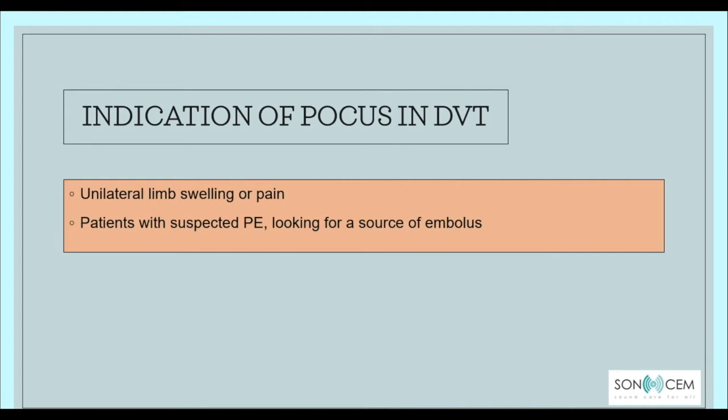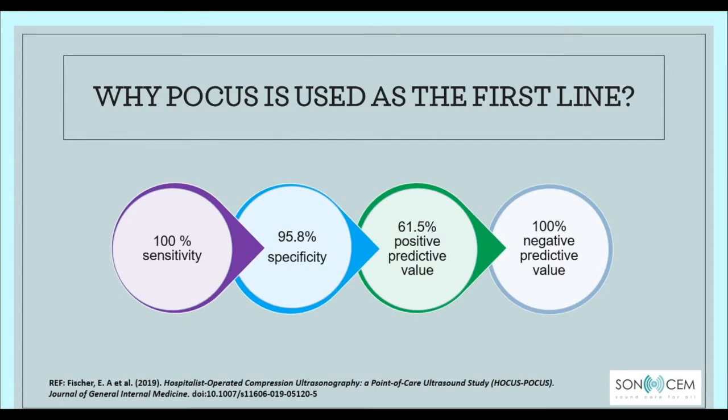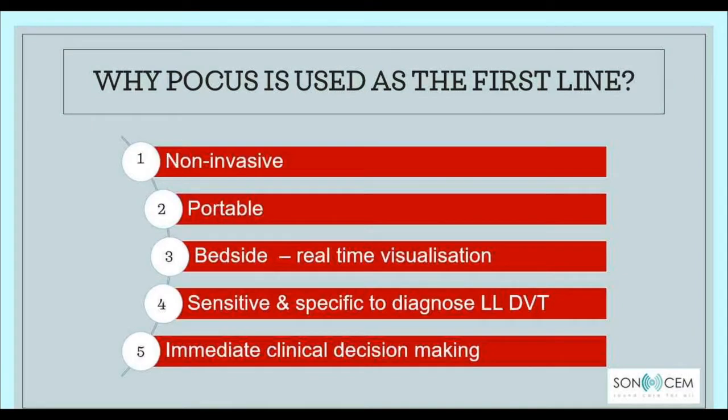The indication to perform ultrasound in DVT is when the patient is having unilateral limb swelling or pain, and in patients with suspected pulmonary embolism, looking for a source of embolus. From evidence-based study, it shows that PoCUS has 100% sensitivity, 95.8% specificity, 61.5% positive predictive value, and 100% negative predictive value.